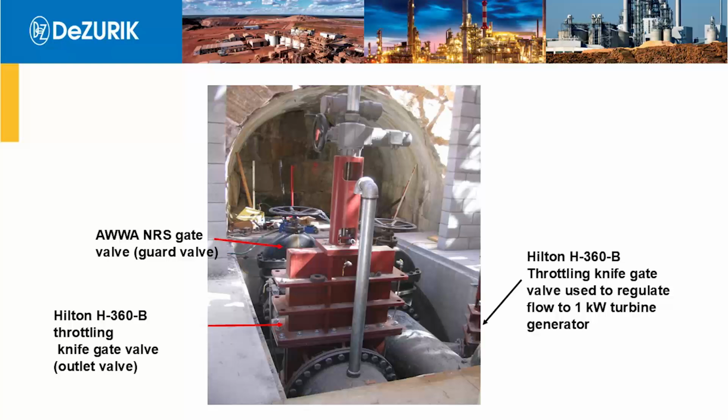Interesting on this project, because these sites are so remote, there's no power up there. So they tap the line here on the right side, the small 8-inch valve that runs a turbine generator that generates power to charge batteries that then ran these 24-volt actuators on the valves.